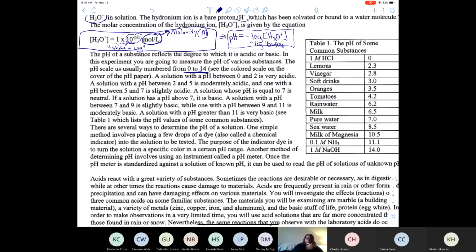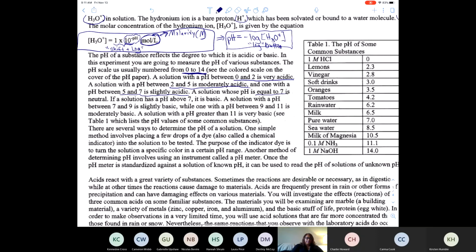And so, ranging from 0 to 14, if a solution has a pH between 0 and 7, then it is acidic. And to get more specific, a pH value between 0 and 2 is very acidic. Between 2 and 5 is moderately acidic. And then between 5 and 7 is slightly acidic. A value equal to 7 is neutral.